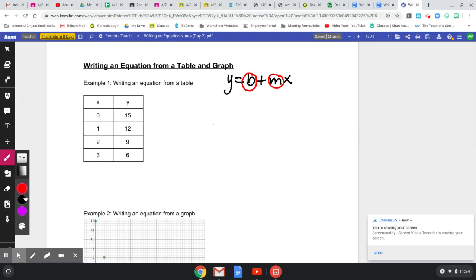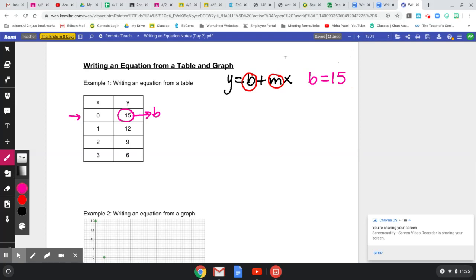To find the value of b, you're identifying the row where x is 0, and x is 0 here. And it could change in the future. I don't want you to always assume it's the first row, but identify the row where x is 0. And the y value accompanying it is going to be your b. So this is the y value accompanying where x is 0, so this is your b. Okay, so we know now that b equals 15.